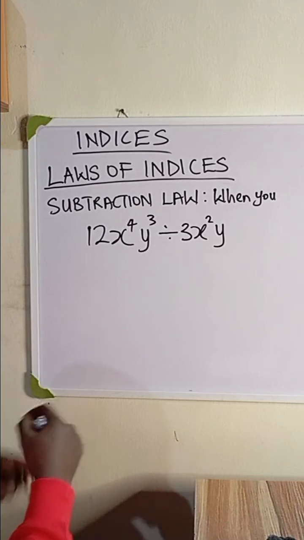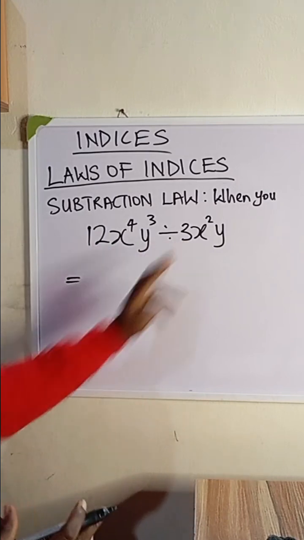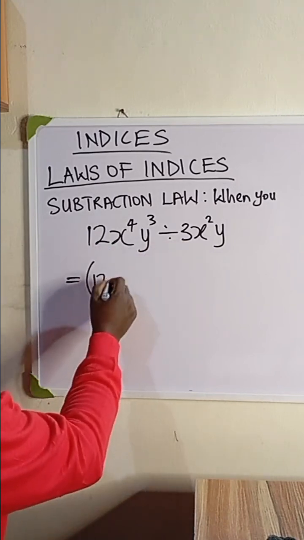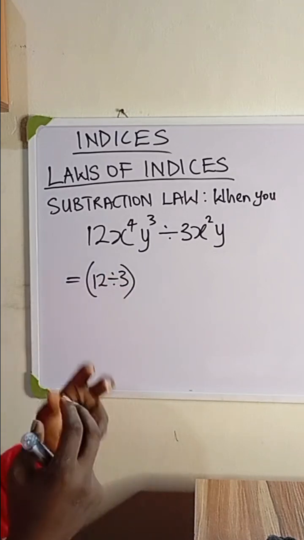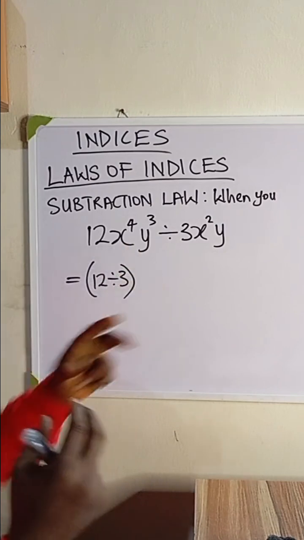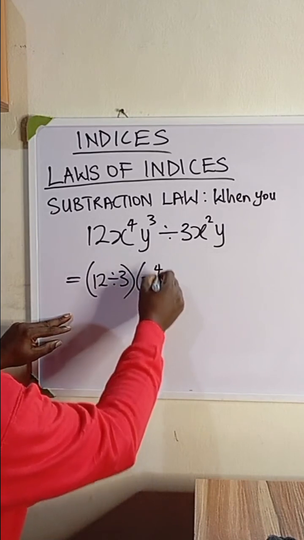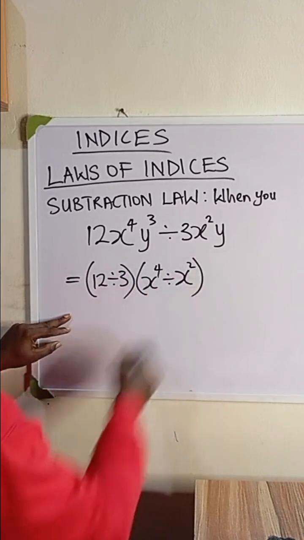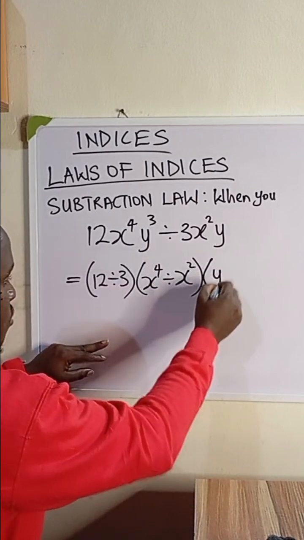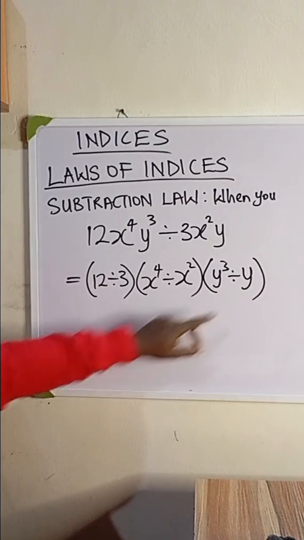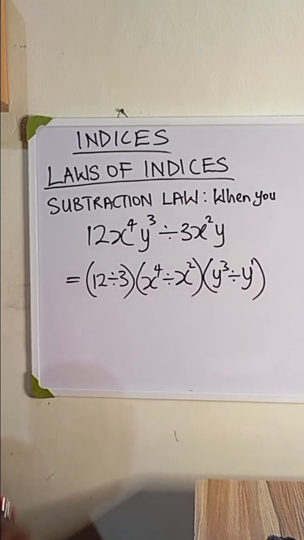It's still very simple to solve. So just as we did, we bring the coefficient, which is the number, in parentheses. So 12 divided by 3. And then we bring the various variables in different parentheses. So bring the x's together. So have x to the power of 4 divided by x to the power of 2. We put them together. I will bring y to the power of 3 divided by y. But remember, y is the same thing as y to the power of 1. So it's the same thing.